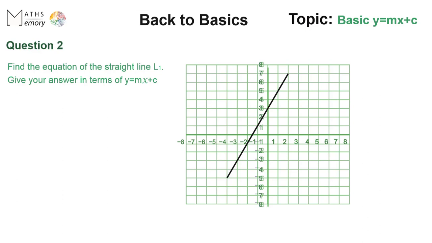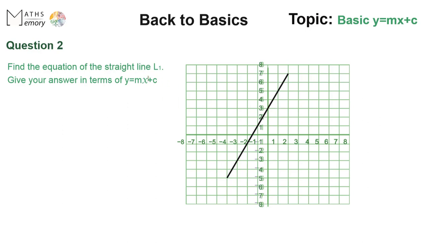And the equation has got to be in the form of y equals mx plus c. This is a more popular question, okay? We're kind of like working backwards. So first of all, find the equation of the straight line L1 and give your answer in terms of y equals mx plus c. And this is definitely a straight line graph, and we can see that from this line over here.